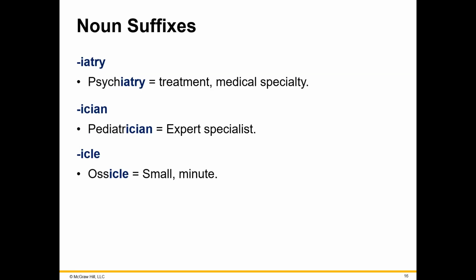Noun suffixes. As you'll remember, there's a lot of different suffixes that mean pertaining to. So in this specific case, we have iatry in psychiatry, which is the treatment of that medical specialty. So that's pertaining to the one who specializes. Ician, as in pediatrician, is the expert who is the specialist, so that is pertaining to that specialist. Icle, as in ossicle, means small or minute, pertaining to something small or minute.